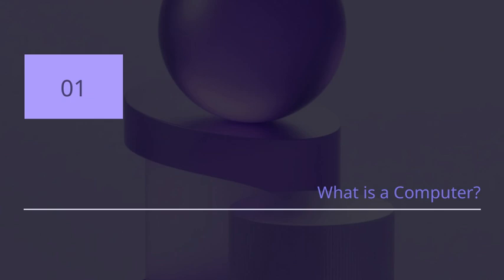Computers are everywhere, in our phones, in cars, in appliances, and of course in our workplaces and homes. They help us communicate, work, play, and even manage our daily routines. The key point to remember is that a computer isn't just a machine. It's a tool that helps us turn raw data into meaningful information.